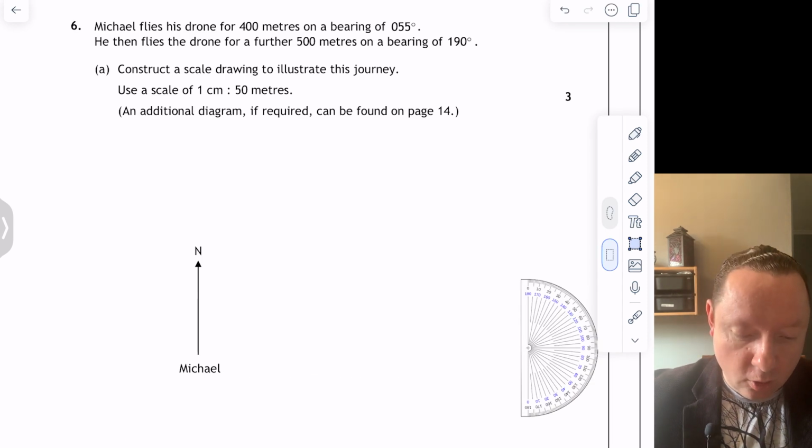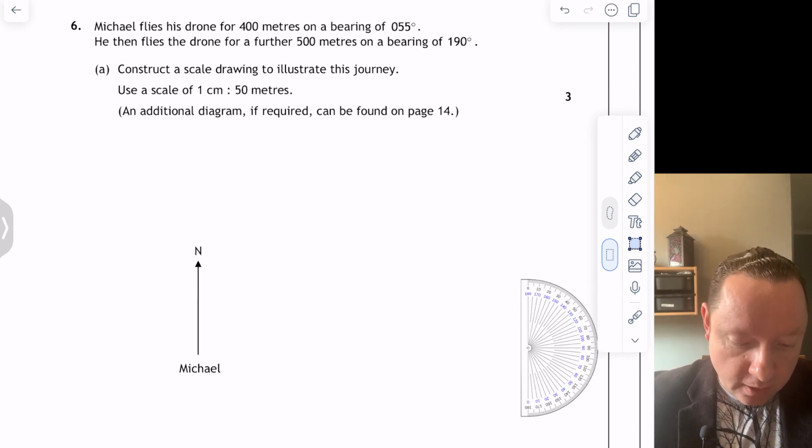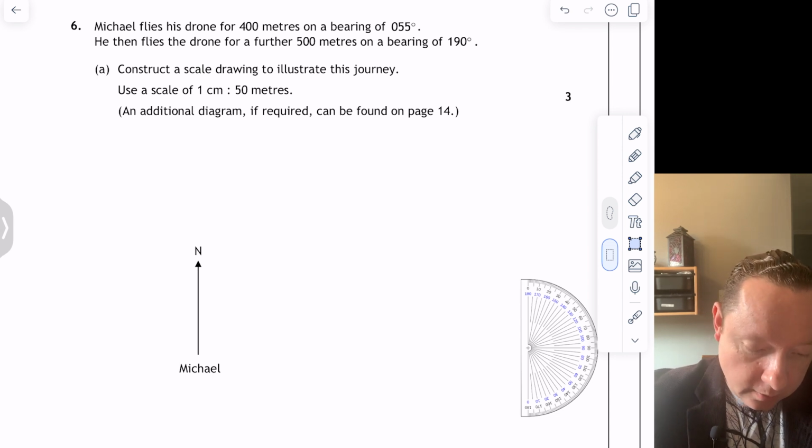Question 6. Michael flies his drone for 400 metres on a bearing of 55 degrees. He then flies it for 500 metres on a bearing of 190. Construct a scale drawing. So 1 centimetre is 50 metres, it says. So let's just get started with our first point where Michael is.